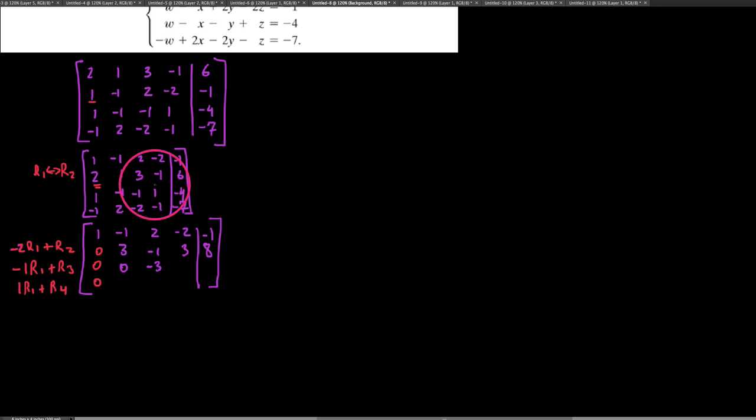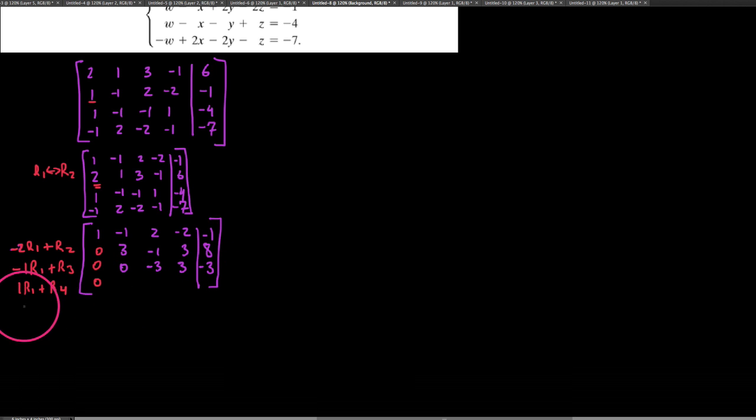-1 times this -2 in the first row would have been +2, and +2 plus this 1 that was here is a 3. And then -1 times this -1 is a 1, and 1 plus a -4 would be a -3 here.